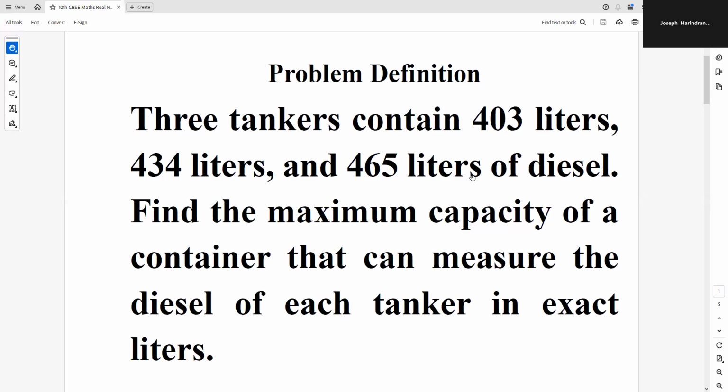In this video session, we are going to see a problem on real numbers for the 10th standard CBSE Mathematics. The problem definition is: 3 tankers contain 403 liters, 434 liters, and 465 liters of diesel. Find the maximum capacity of a container that can measure the diesel of each container in exact liters.